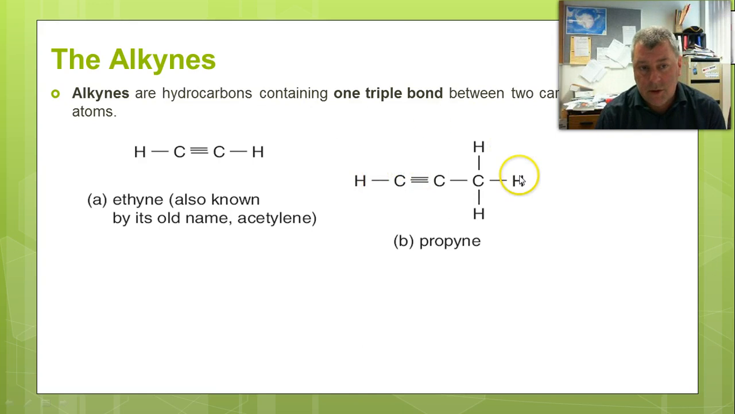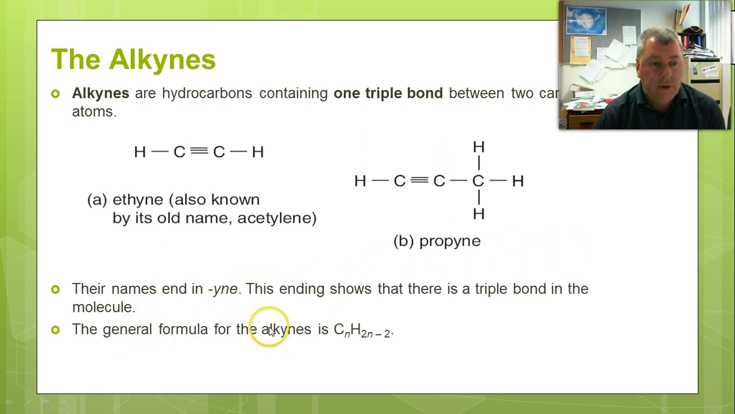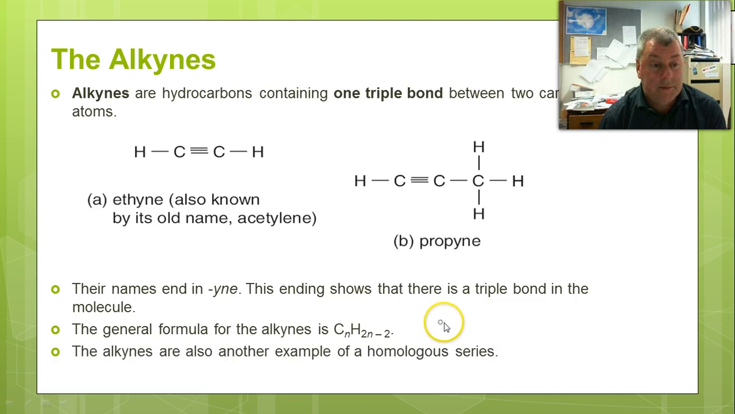Now remember, we called these structural diagrams, where the dashes represent the covalent bonds, okay? And we're just trying to draw a rough representation of the bonding and the sort of shape of the molecule. Now their names for the alkynes end in "yne", and that shows us that there's a triple bond there. The general formula for them is CnH2n-2 in this case, because another pair of hydrogens are being lost to that triple bond now in this case.